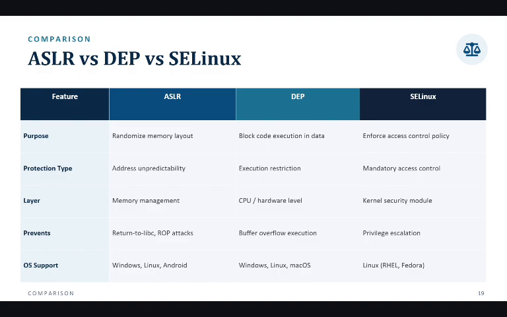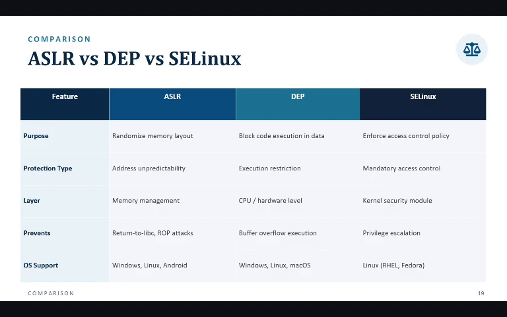Let's now directly compare all three techniques we have covered. ASLR. ASLR's purpose is to randomize the memory layout, working at the memory management layer, and it primarily prevents return-to-libc and ROP-style attacks. DEP's purpose is to block code execution in data regions, enforced at the CPU and hardware level, and it prevents buffer overflow style code execution.